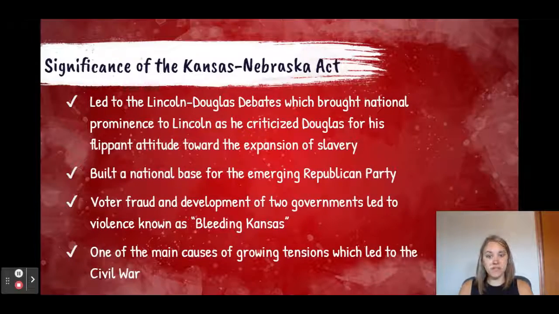So, what is the significance of this term? It ends up leading to the Lincoln-Douglas debates, which brought Lincoln into national prominence. So, in 1858, Lincoln and Douglas are going to vie for the same Senate seat. While Douglas will win, it brings Lincoln into national attention. And the Kansas-Nebraska Act fuels the emergence of the Republican Party, which still exists today. The voter fraud led to that Bleeding Kansas that we mentioned, and this ends up being one of the main causes of growing tensions, which led to the Civil War.